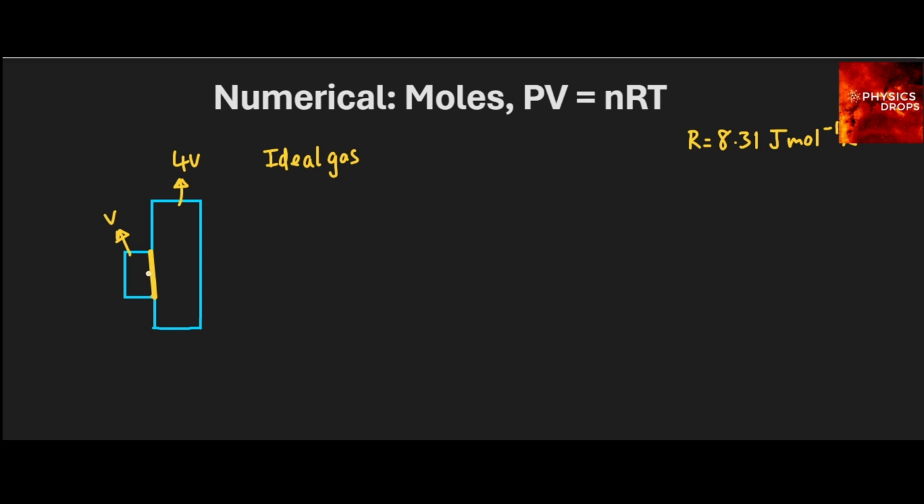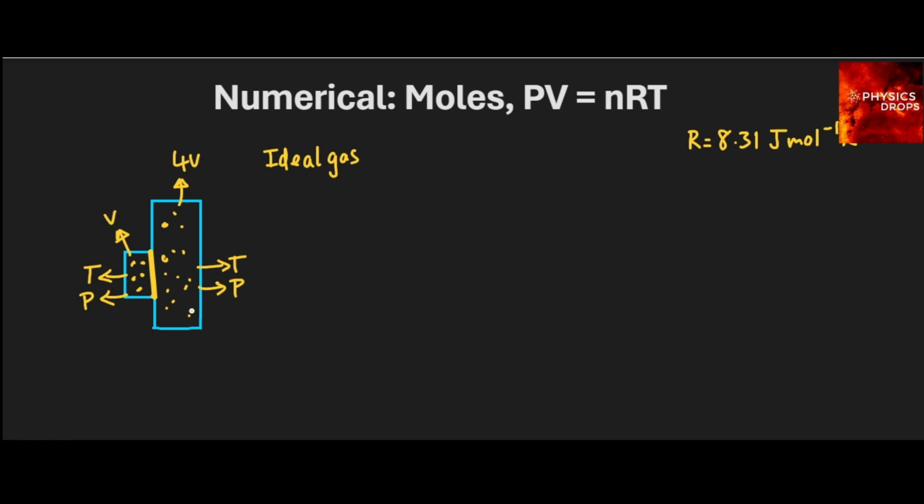They are separate containers. Now, there is an ideal gas filled in the smaller container and also in the bigger container. The temperature of the gas in the smaller container is T and the pressure is P. The same is the case for the bigger container: the temperature is T and the pressure is P.